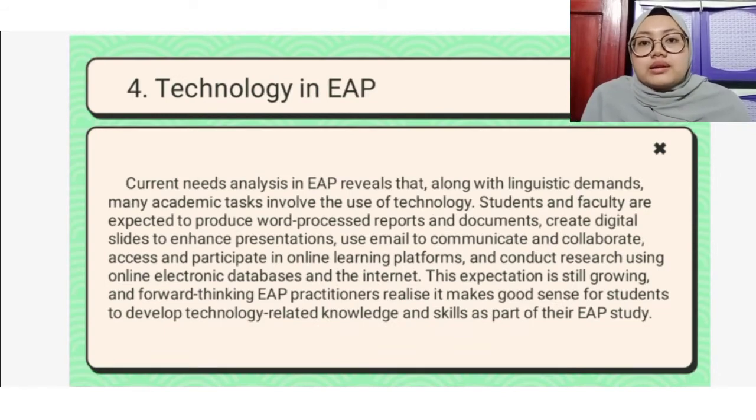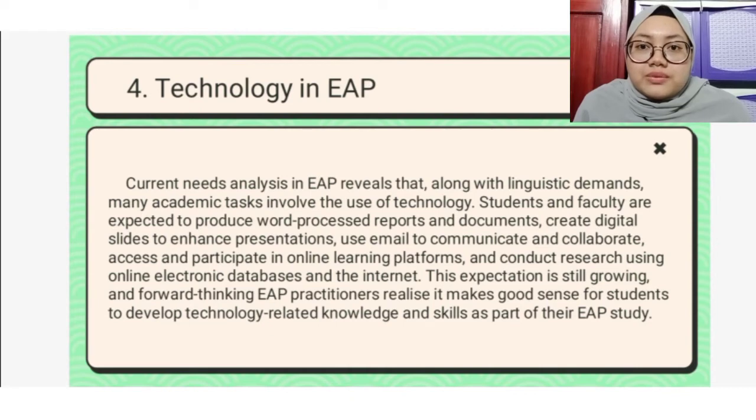Next, the material is about technology in English for academic purposes. Current needs analysis in English for academic purposes reveals that along with linguistic demands, many academic tasks involve the use of technology. EAP practitioners realize it makes good sense for students to develop technology-related knowledge and skills as part of their EAP study. From a needs-based perspective, the use of technology to support academic study can be viewed as part of the study skills side of EAP.